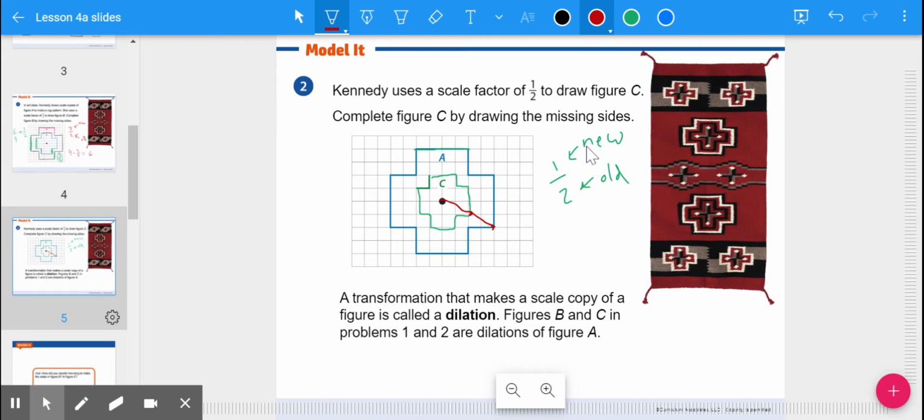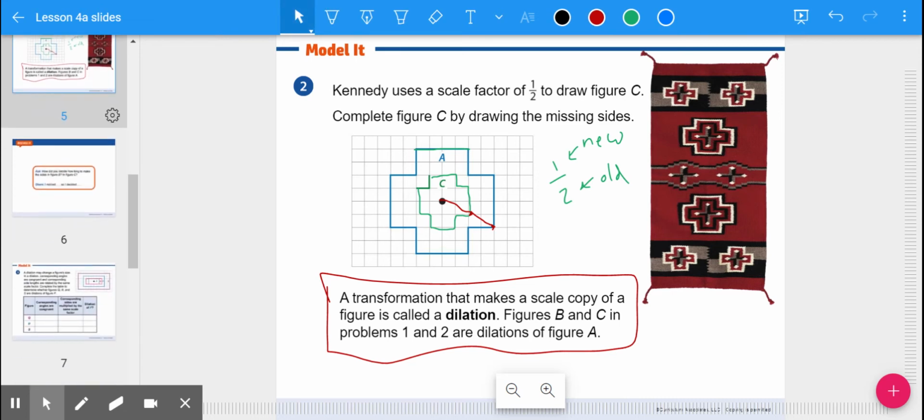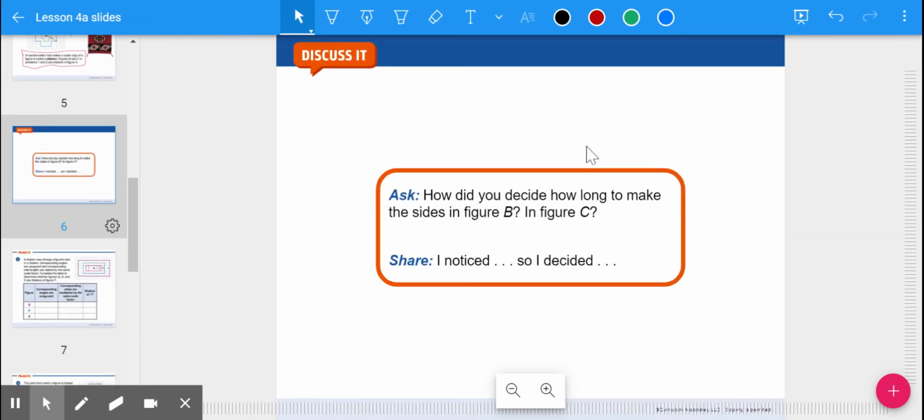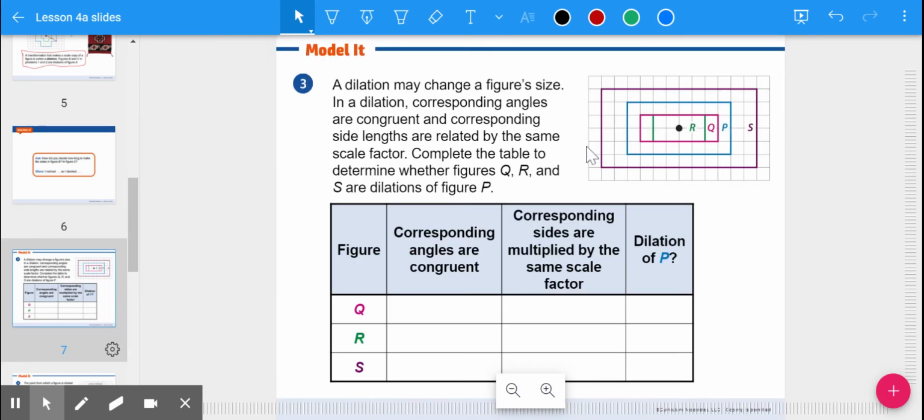So big note here, put a big box around this. A transformation that makes a scale copy of a figure is called a dilation. Figures B and C in problems 1 and 2 are dilations of figure A, because it's either making it bigger or smaller, but it's the same shape. And that means they're similar. So how did you decide how long to make the sides in figure B or figure C? Well, we kind of talked it through. So let's look at a different example here, number 3.